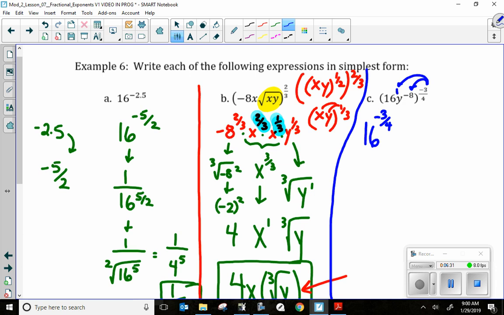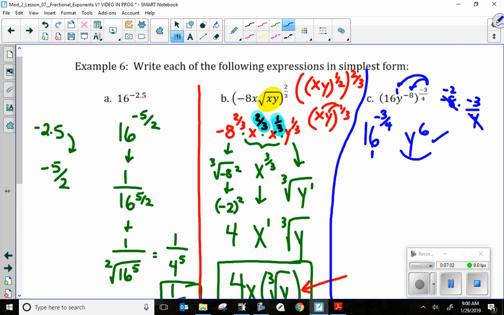And then I've got y to the -8 raised to the -3/4. So -8 times -3/4. Okay, 4 goes into 8 and -2. -2 times -3 is +6. All right? When I multiply -8 times a -3/4, I get a +6. So this is done. That's good. I've just got to simplify my number without the variable.